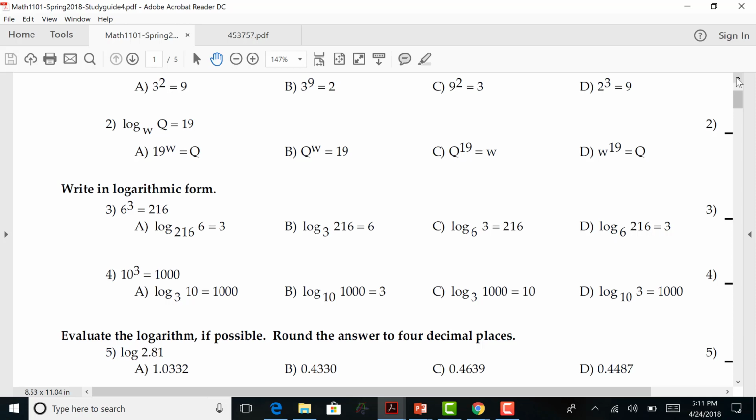Number 3 is the same way. We're going to do the circle method. So we've got 6 to the 3rd power equals 216. Do your circle. What's going in the first box? 6. Second box, 216. Last box, 3. Done.